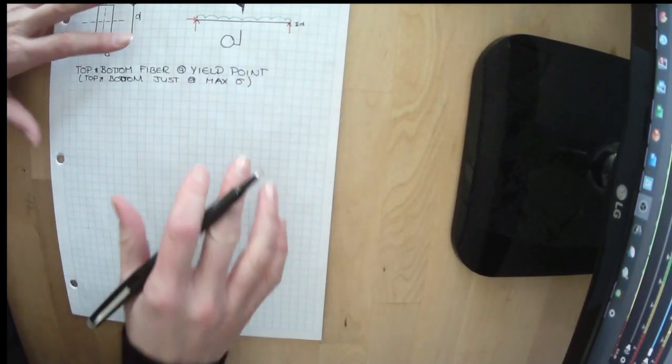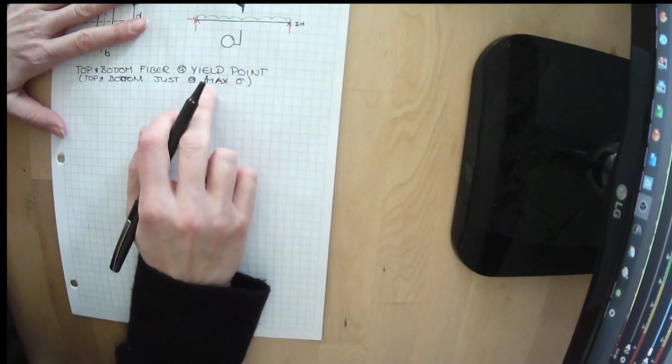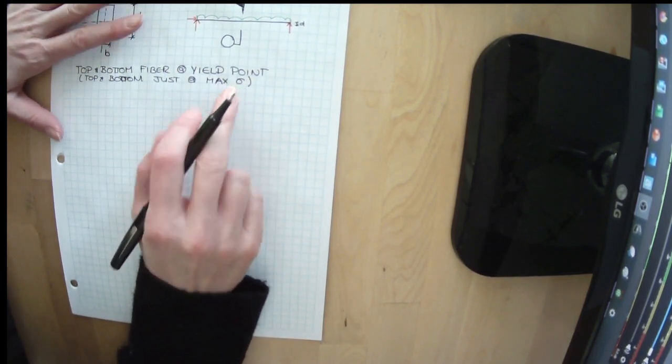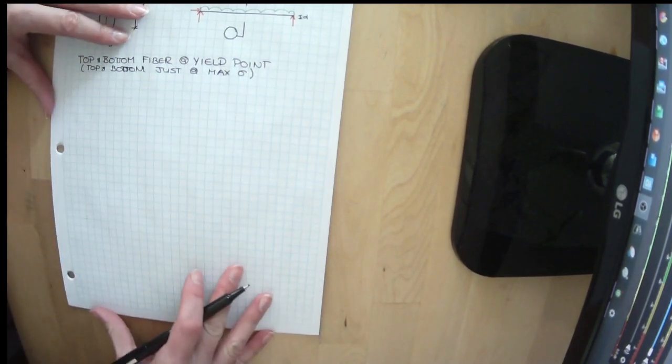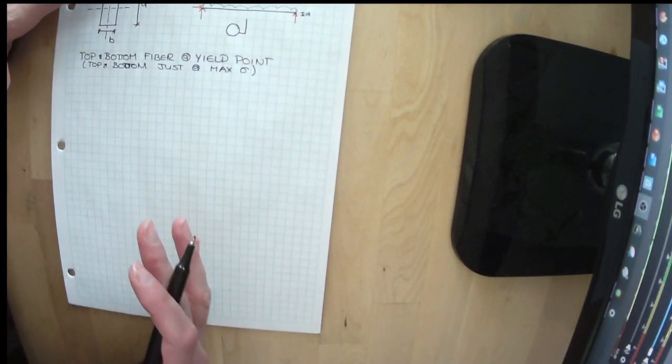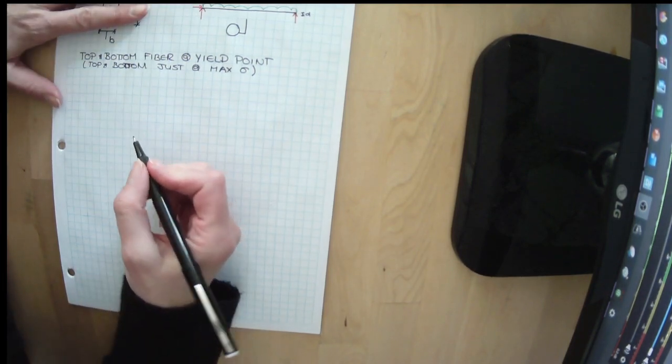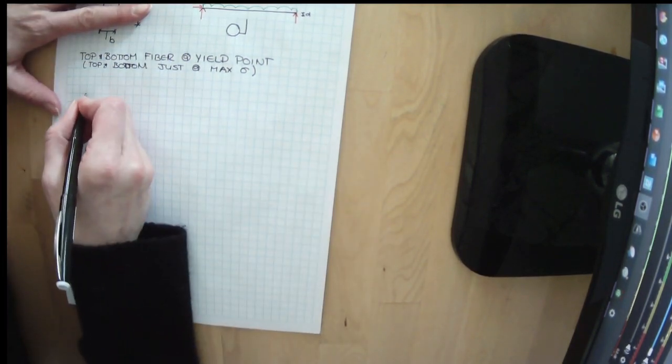And I'm saying the reason I'm being very specific about yield point is because the max stress isn't the same for something with a plastic zone. So we're talking about the end of the elastic zone, but for some materials, that is the maximum stress completely that it can see.